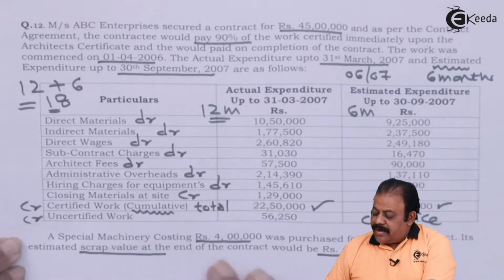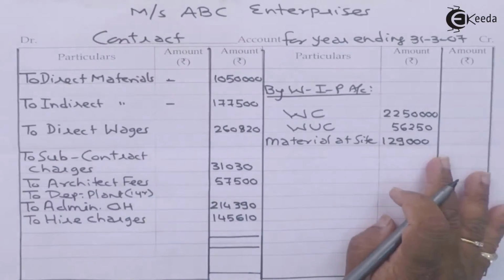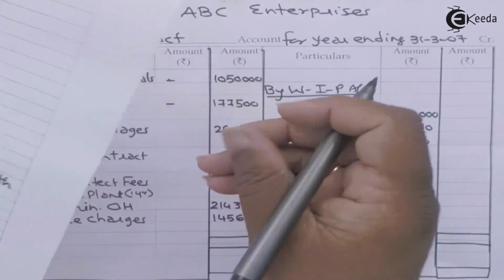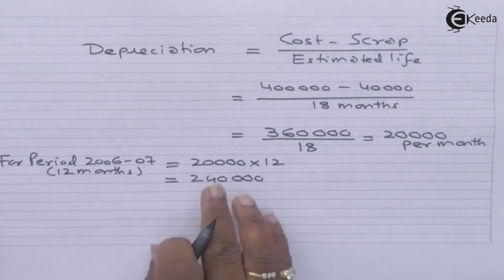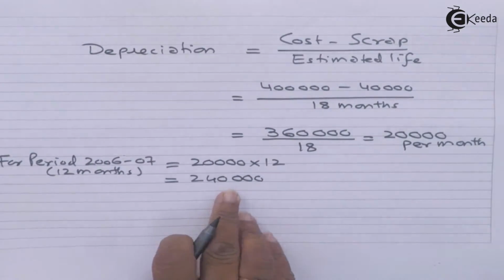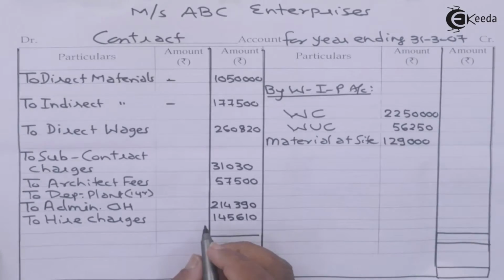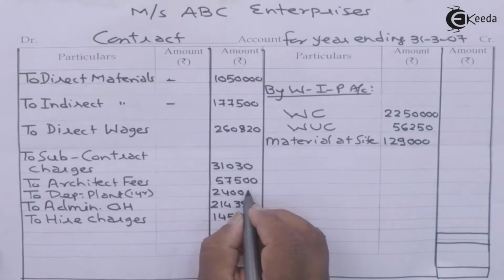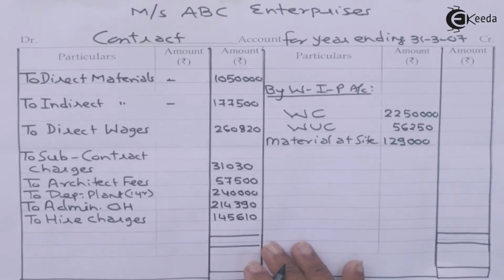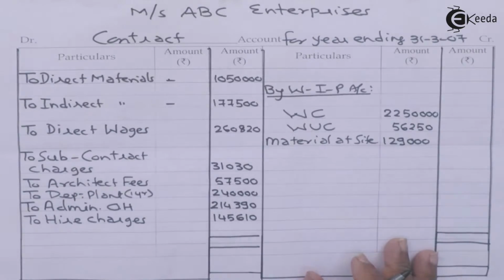Now we are going to record the depreciation for that period. Already we have calculated depreciation here. For a full year, the amount is 2,40,000. This amount will be recorded here on the debit side. So we have recorded all expenses relating to the contract for a period of 1 year. Let us try to find out whether there is a profit or loss.